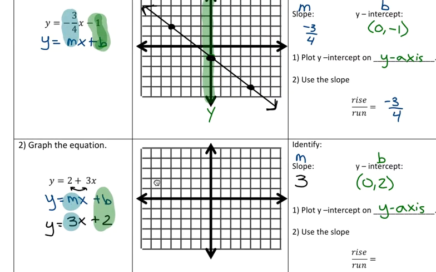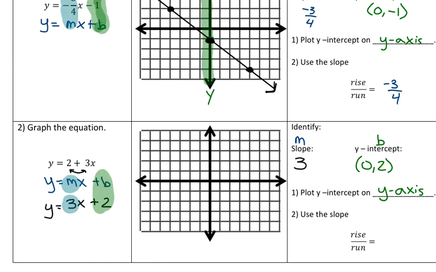Okay, so that's our first thing to do. We're going to plot that y-intercept on the y-axis. So that's (0, positive 2). So I start at 0. Here's my y-axis. If you need to highlight it, maybe do a little bit better job than I did. Cool. Okay, (0, 2) would be 0, and then up 1, 2.